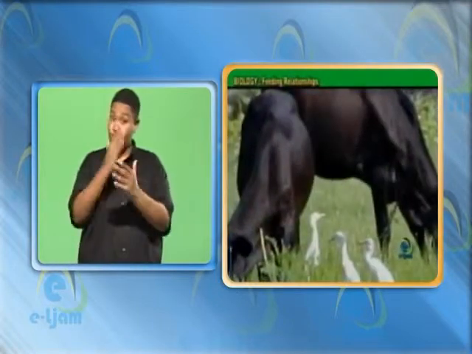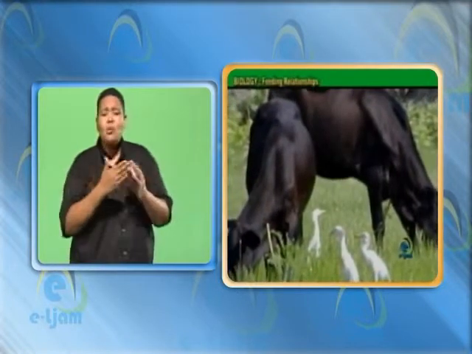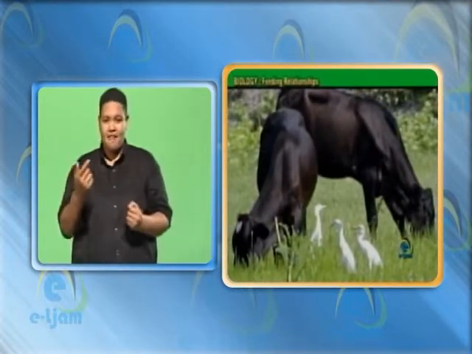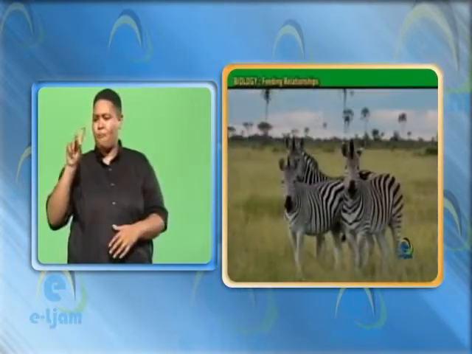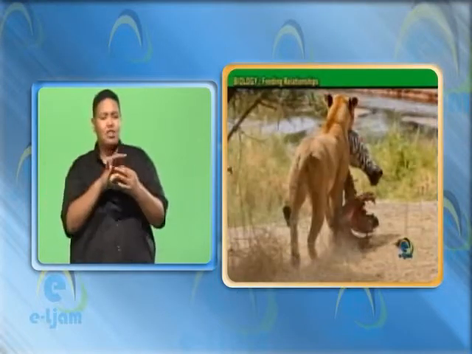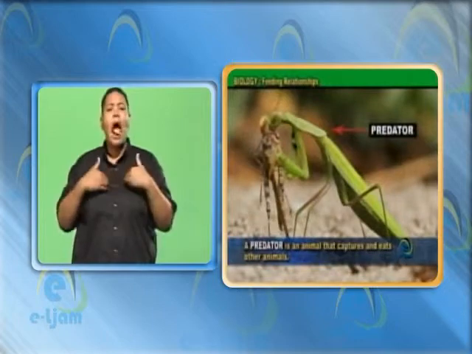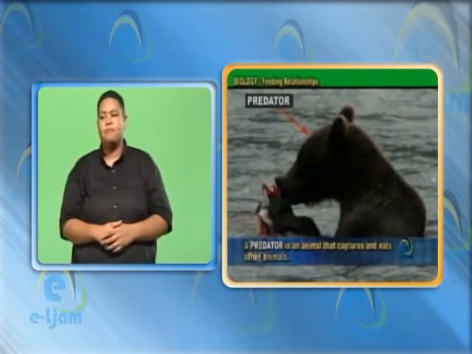Some populations in a community have a close, permanent feeding relationship with one another. The predator-prey relationship is the most common feeding relationship within a community. A predator is an animal that captures and eats other animals. The animal eaten by the predator is called its prey.